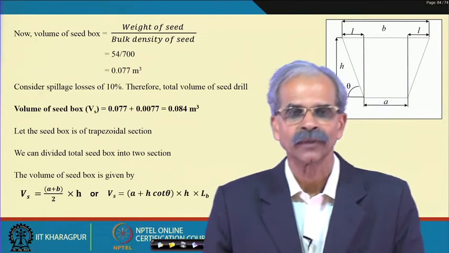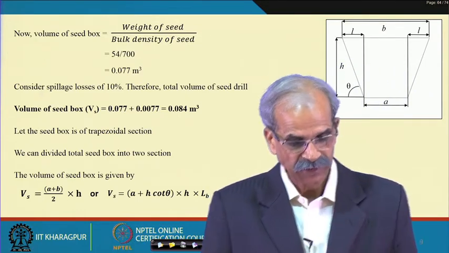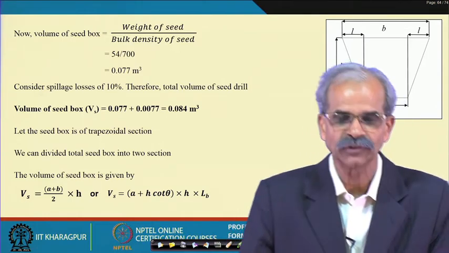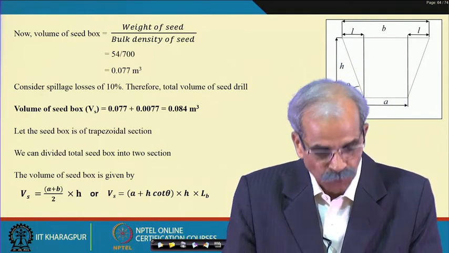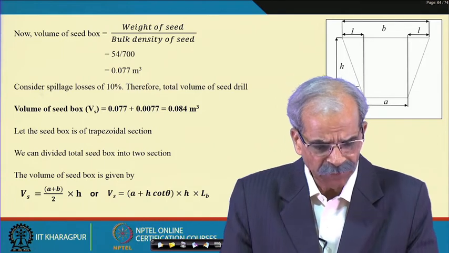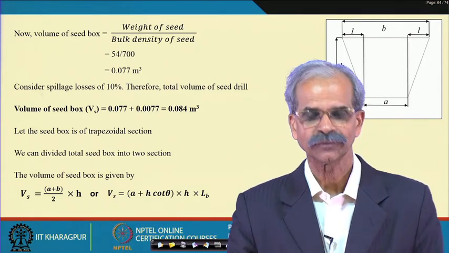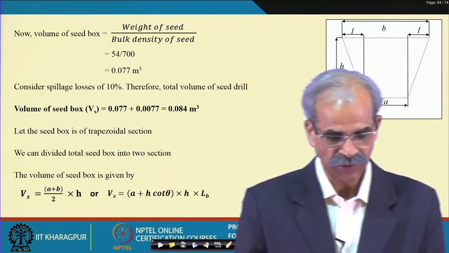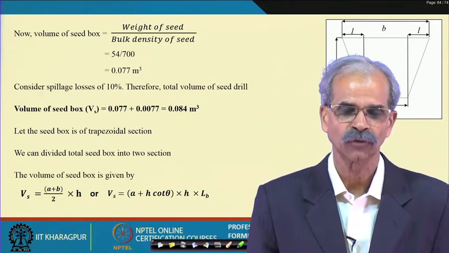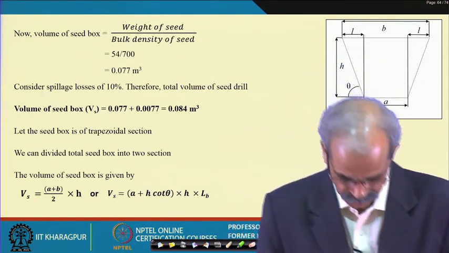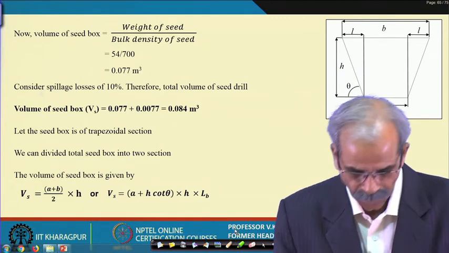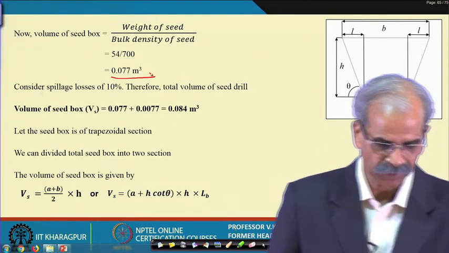Well, then the volume, because you can find that data is also given about the density of the seed. The seed here is wheat seed, which has been given in the problem. So, once we know the weight of the seed and using the density of the seed, you should be in a position to find out the volume of the seed box. So, this is the volume of the seed box.